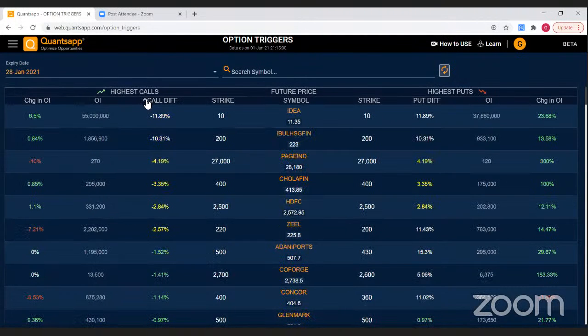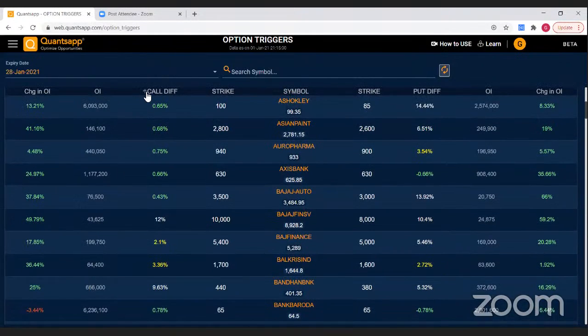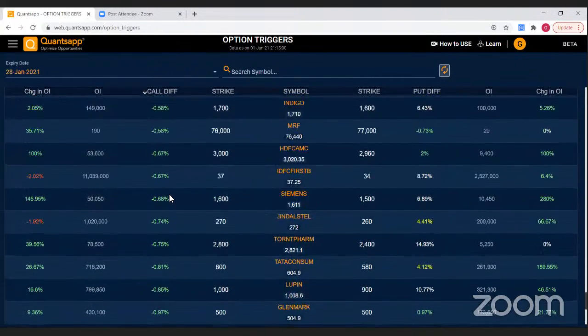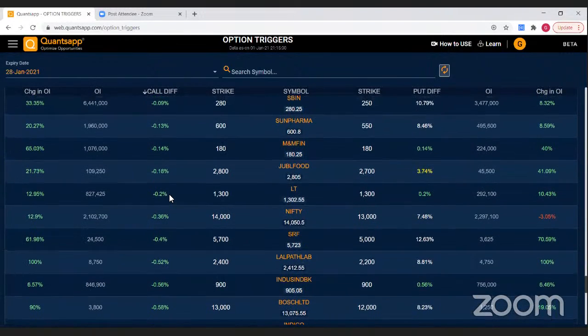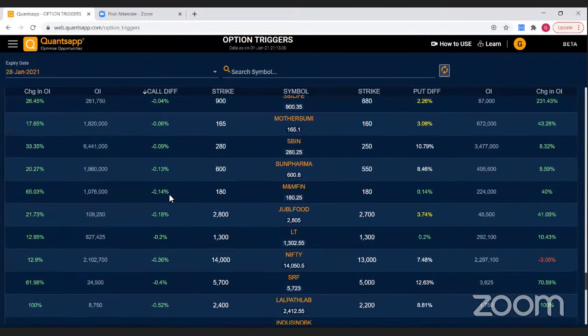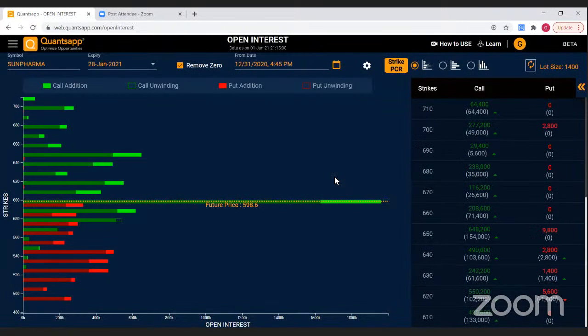So if I take it in terms of the call difference, let's say LT, Jubilant Food, Sun Pharma. Sun Pharma is also very near to it. If I go and check the Sun Pharma open interest, now we are looking at the broader perspective of the whole market participants and for all the strikes.